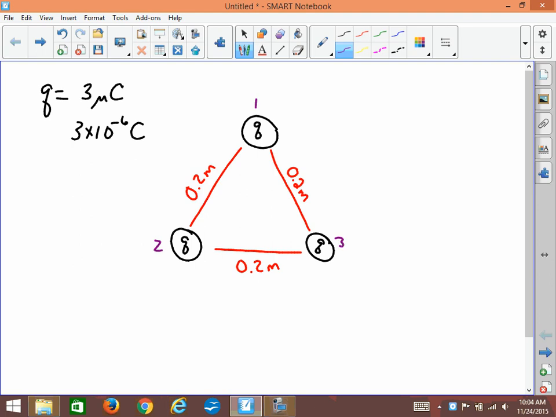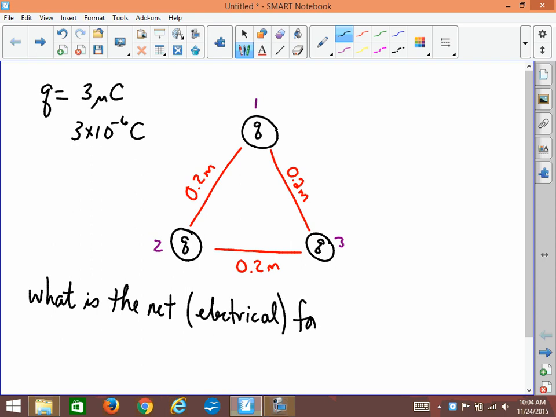All right? So, the question we want to ask is, what is the net force, and of course, we're only talking about electrical forces here. There's no gravity or anything else, so I'll put electrical force in brackets. What is the net electrical force on charge number 3? Charge 3. So this guy right there at the bottom right corner. That's our goal.